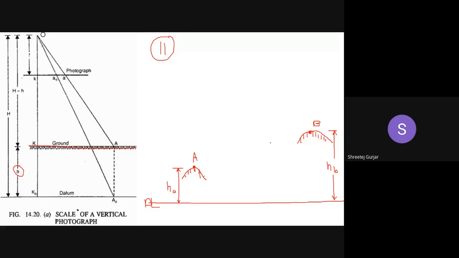Then next, you fly in an aircraft or you fly a drone like this, and at this particular point you click a photo.